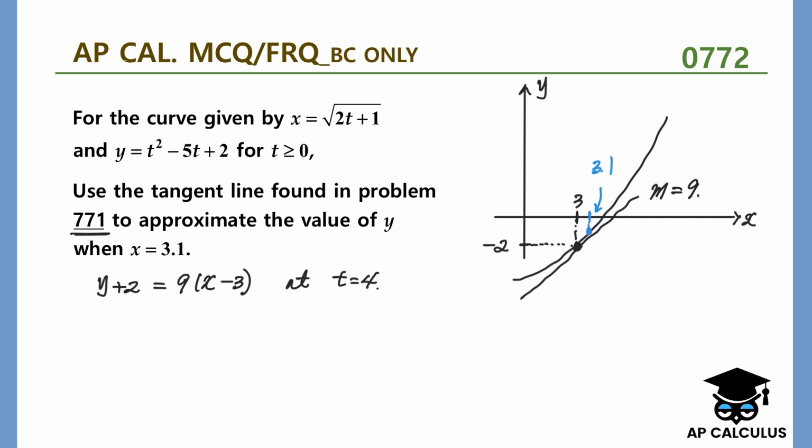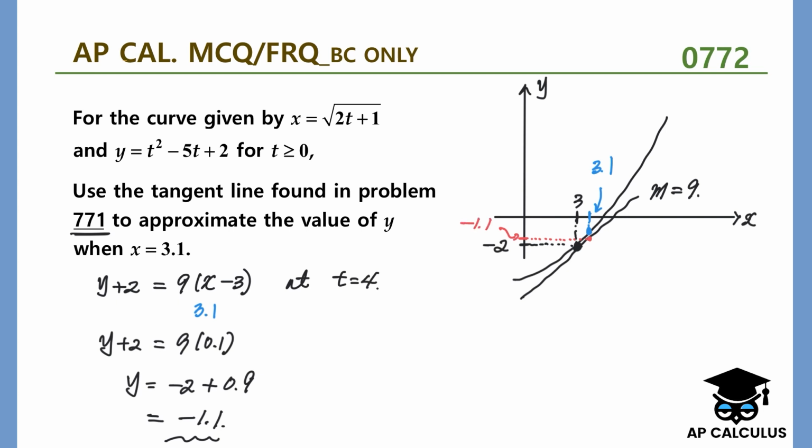So when x is 3.1, substitute 3.1 for x. Then we have y plus 2 equals 9 times 0.1, which is 0.9. So y equals negative 2 plus 0.9, which is negative 1.1. This is our approximation. So this value right here is negative 1.1.